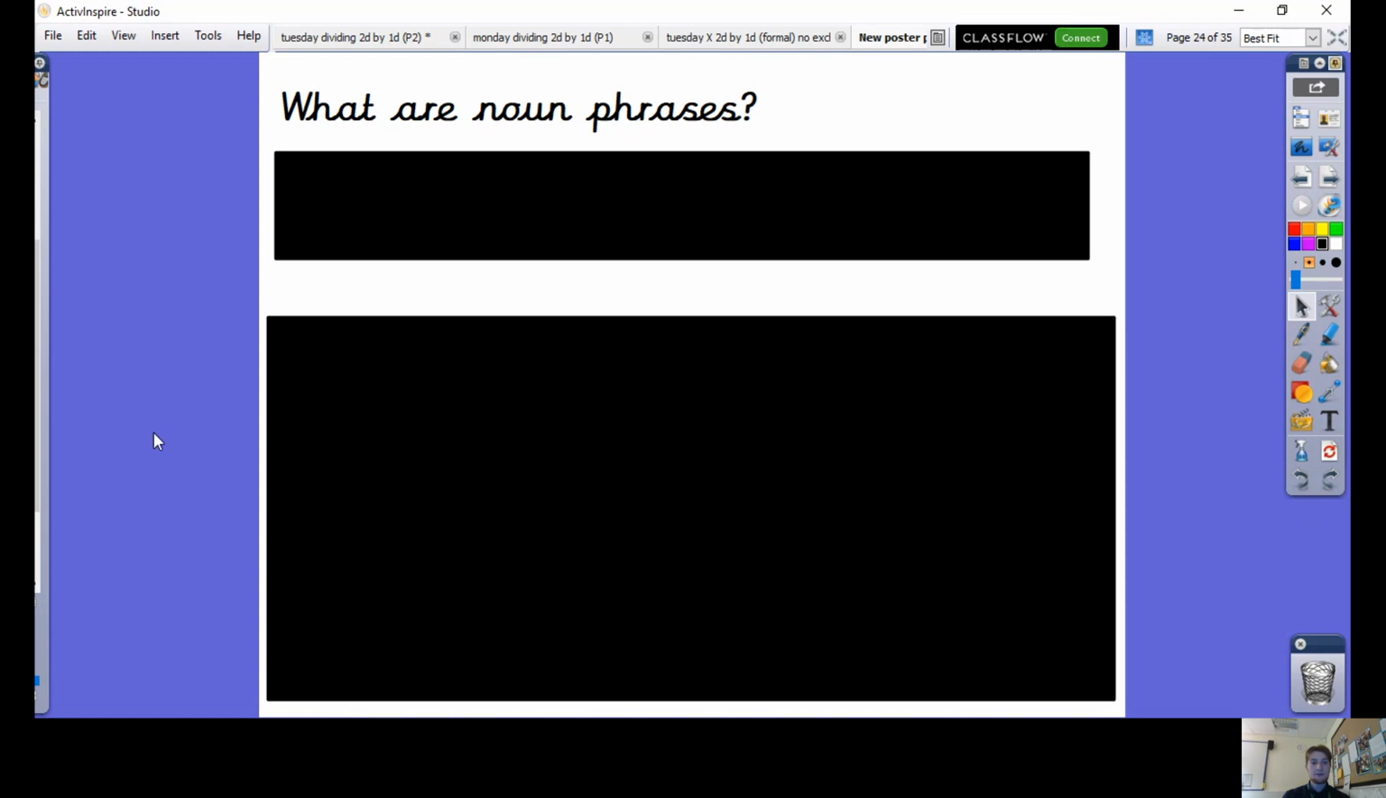Okay, right. So we've looked at nouns, we've looked at adjectives. Now we need to look at the thing where these two are combined together to become a noun phrase. So last pause and think for the day. I would like you just to think, what are noun phrases? Do that now.